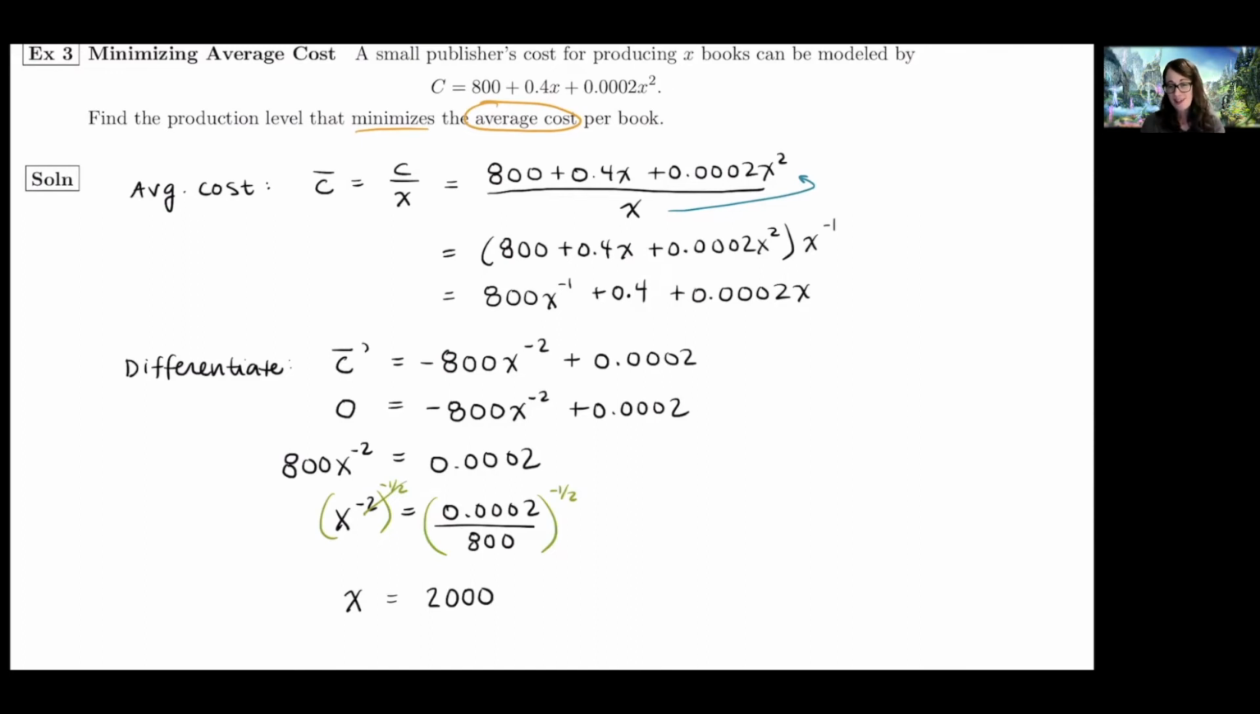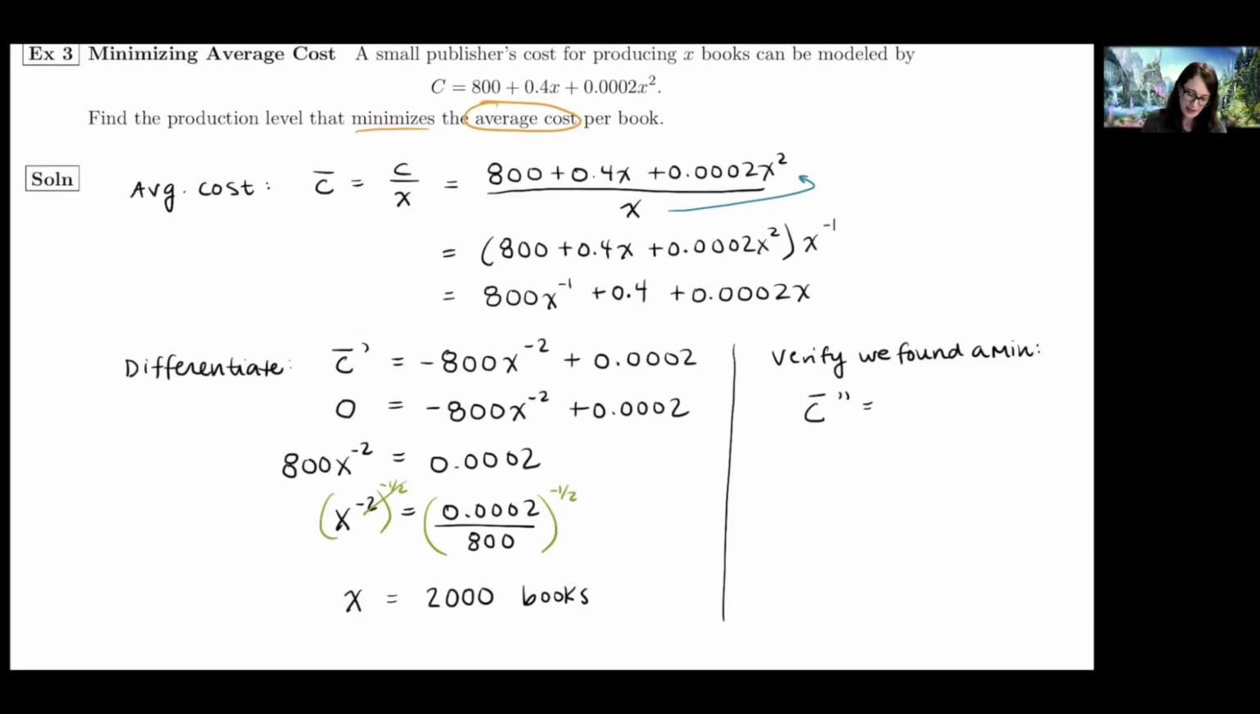Okay, so 2,000 books, right? X is representing books in this case. We found a critical number, but remember that these can be maximum or minimum values. So we just want to make sure that we actually did find a minimum and not a maximum. So this is a crucial step. We want to verify we found a min. So you could make a sign chart and use the first derivative, or you can use the second derivative.